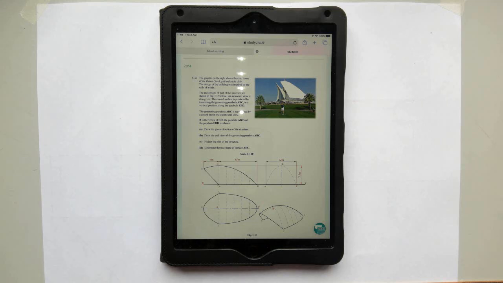Part A, draw the given elevation of the structure. Part B, draw the end view of the generating parabola ABC. Part C, project the plan of the structure. And Part D, determine the true shape of surface AEC.